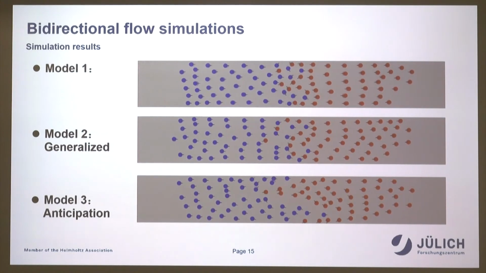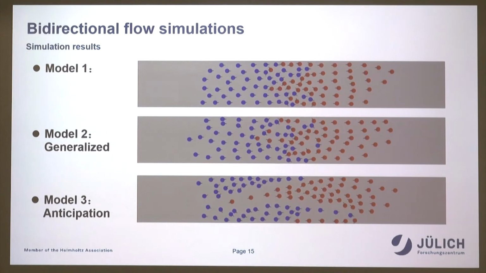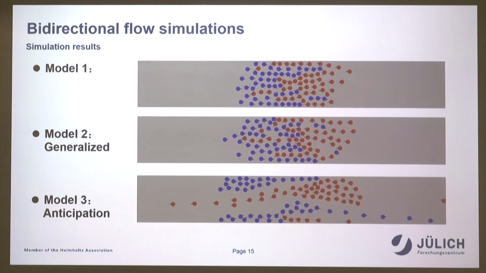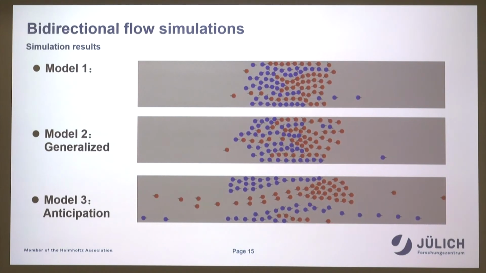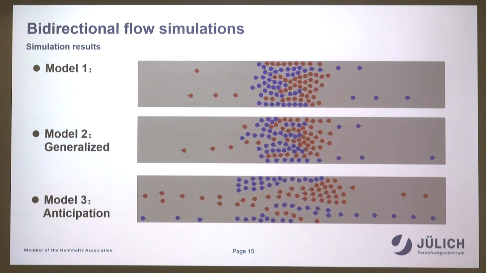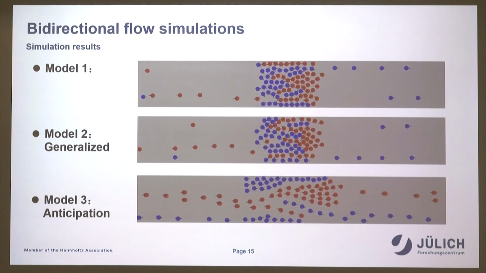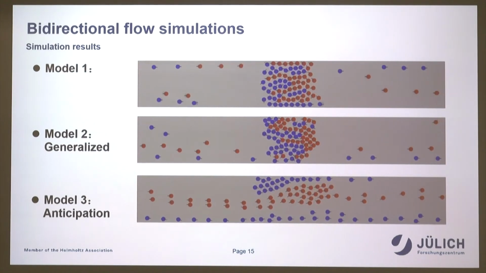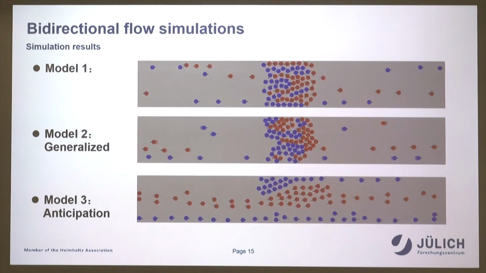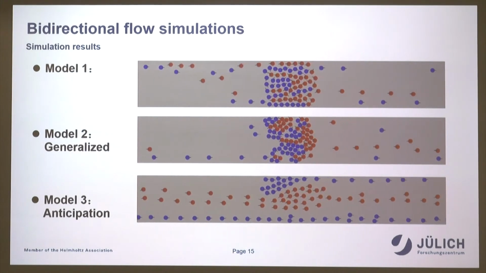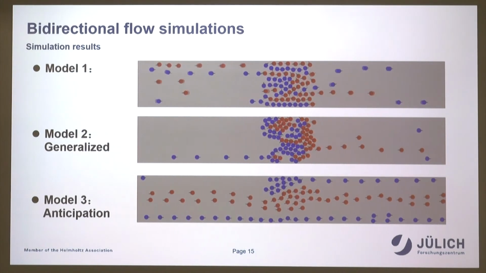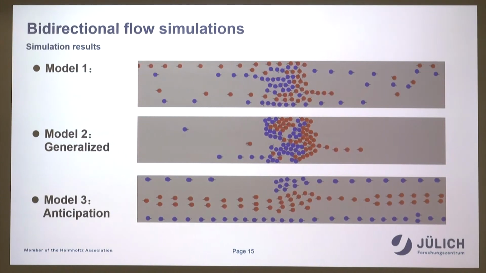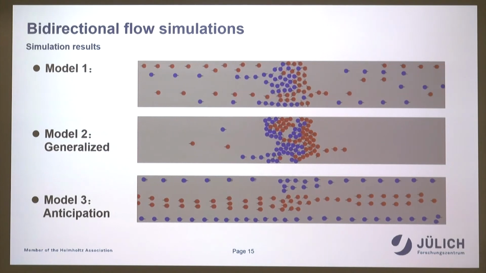And here is the result of the bidirectional flow simulations. In model 3, lane formation appears very early in the simulation. Agents just form lanes very quickly. In model 2, the two groups of agents fall into gridlock in the middle of the corridor. In model 1, it will take some time to see the lane formation in this simulation, so we just wait here for a moment to see the lane formation appear.